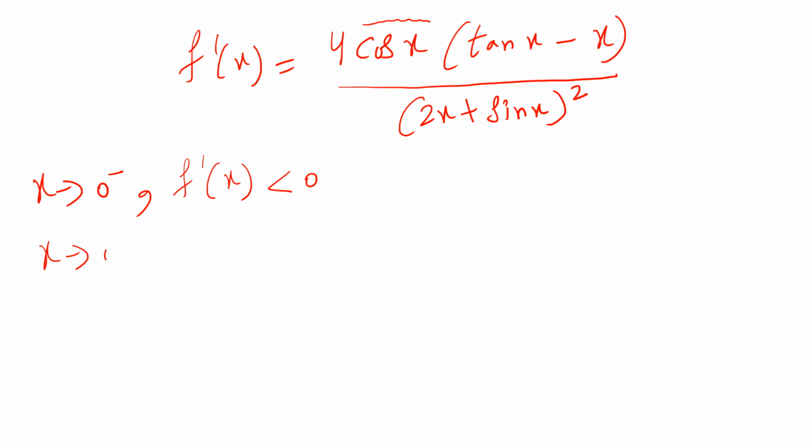And when x is slightly greater than 0, that is in the right neighborhood of x equal to 0, the sign of f dash x is positive, because this time tan x is greater than x, which means tan x minus x is positive, and cos x is also positive because x lies in the first quadrant, and the denominator is again positive. Now students, since there is a transition in the sign of f dash x in the neighborhood of x equal to 0 from negative to positive sign, so clearly it is a point of local minima for the function f of x.